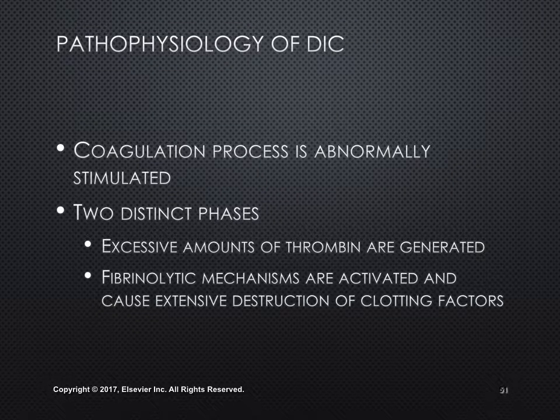The pathophysiology is that the coagulation process is abnormally stimulated, and there are two distinct phases. First, we have excessive amounts of thrombin generated, so we get a lot of little microclots, and then we get fibrinolytic mechanisms activated that cause extensive destruction of the clotting factors. So first we have too much clotting, then we have not enough. And so they start bleeding from all sites where they've had IVs or blood draws.